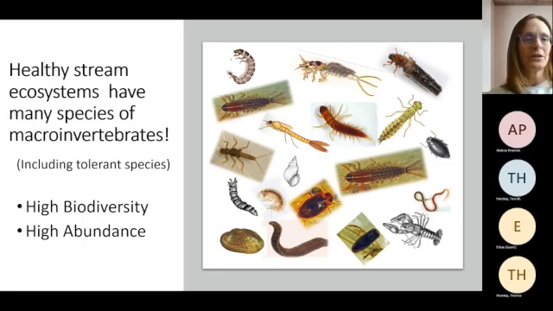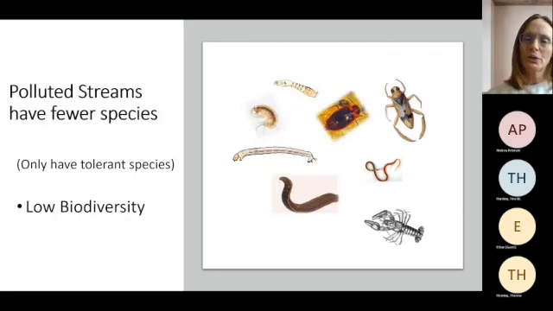So high biodiversity and high abundance, lots of things living there, lots of different things living there, is an indicator of a healthy stream. Polluted or poor water quality streams, you can see there's not much biodiversity, only those macroinvertebrates that are tolerant to poor water quality conditions, and there's not much at all in abundance. There's very few and not much biodiversity.